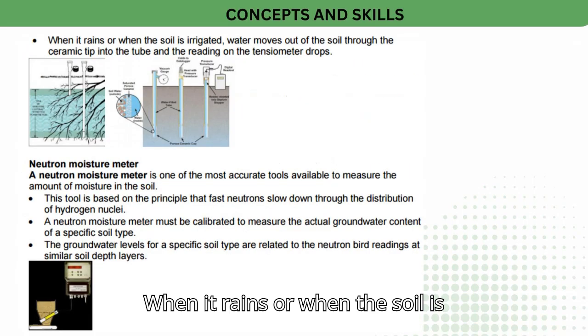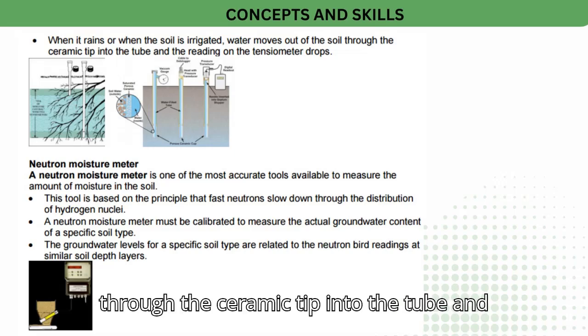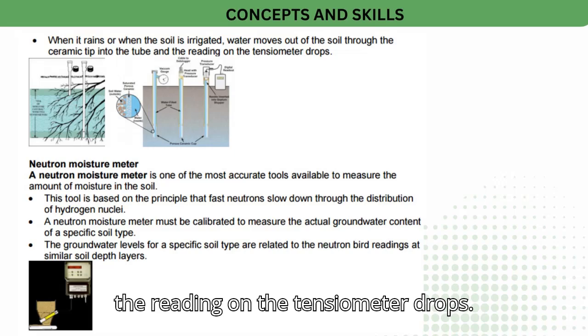When it rains or when the soil is irrigated, water moves out of the soil through the ceramic tip into the tube and the reading on the tensiometer drops.